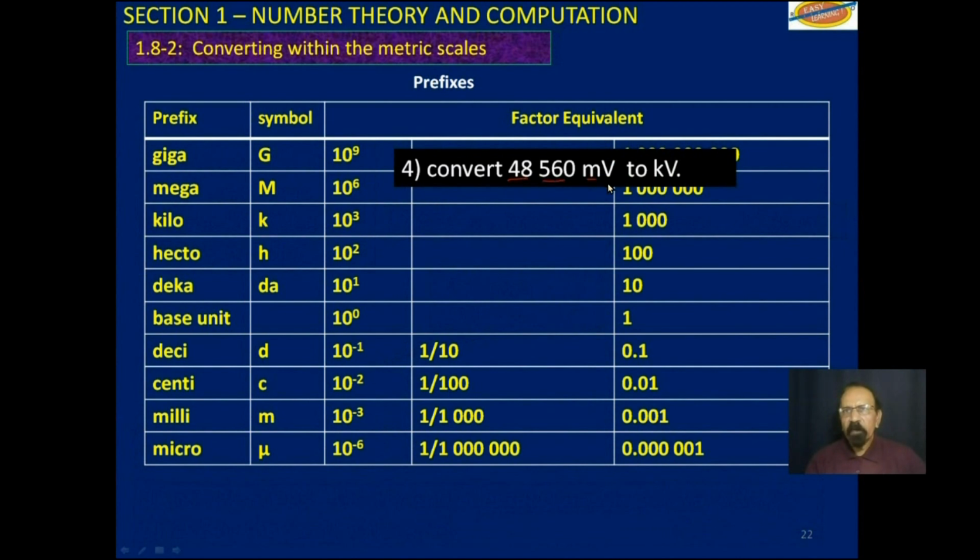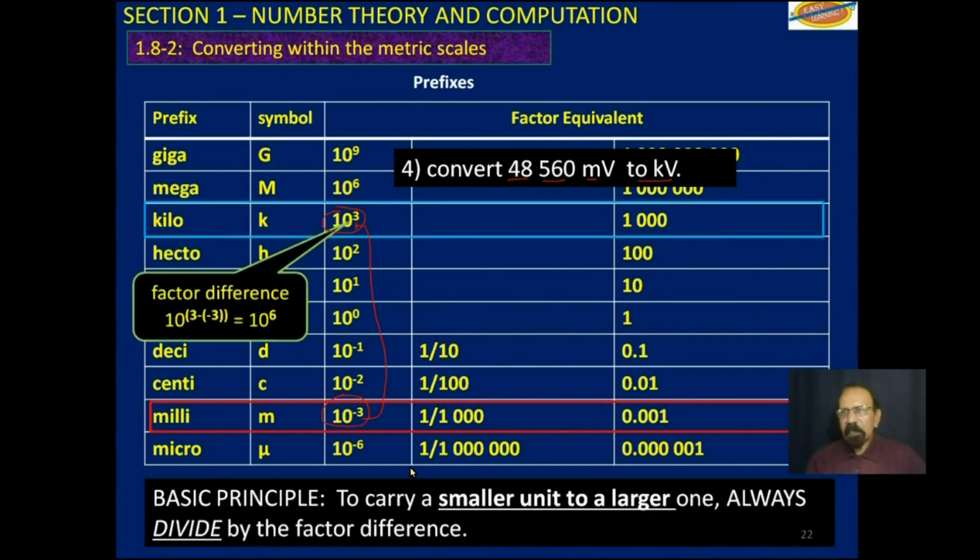Example 4, convert 48,560 millivolts to kilovolts. So let's see where we are and where we need to go. Millivolts is here, 10 to the negative 3, and kilovolts is up here, 10 to the 3rd power. So we are going to subtract this from that. In effect, we are subtracting the indices. In effect, we are dividing.